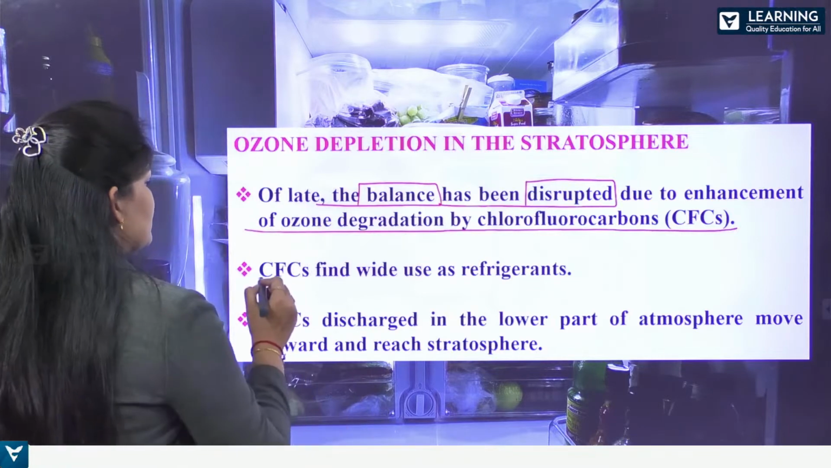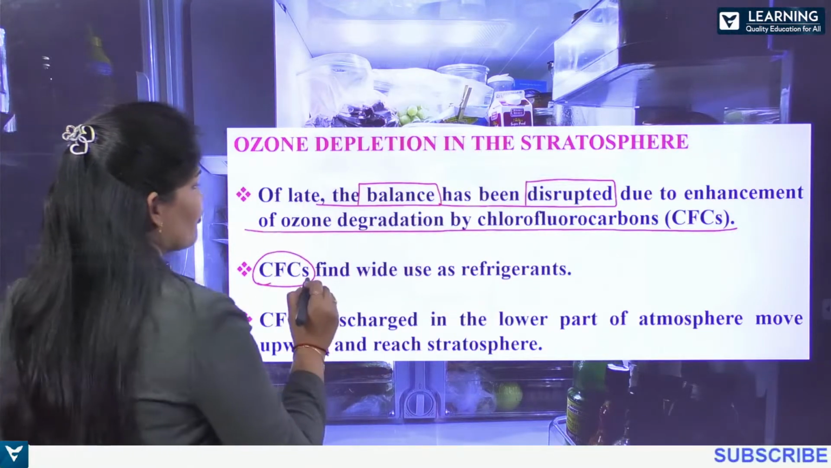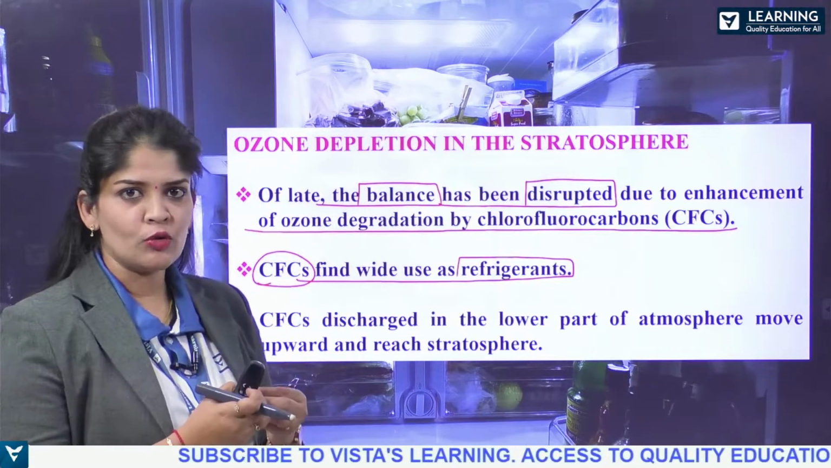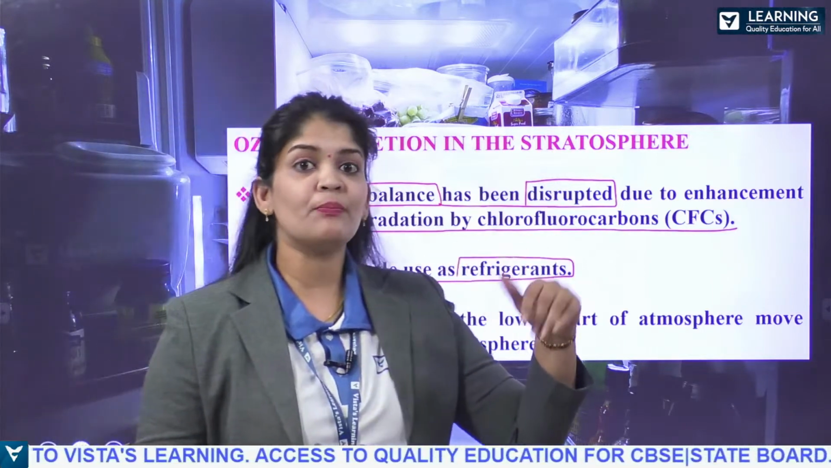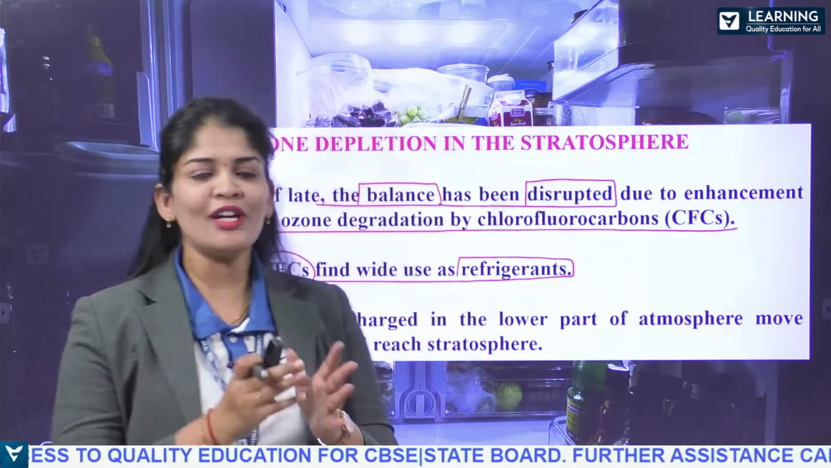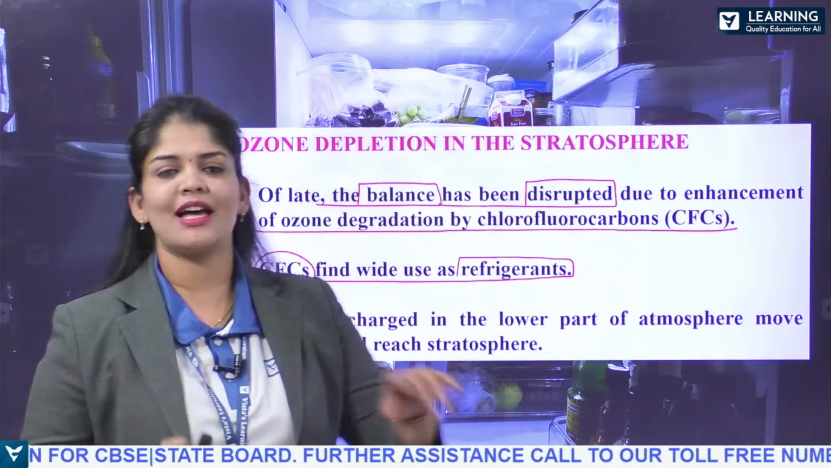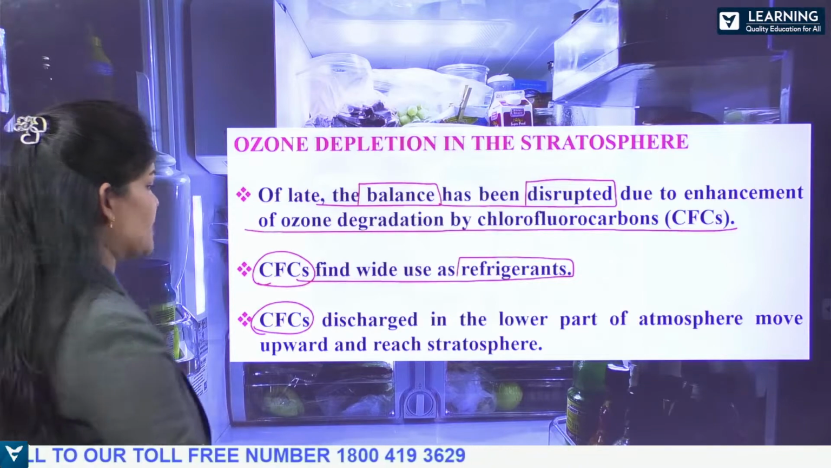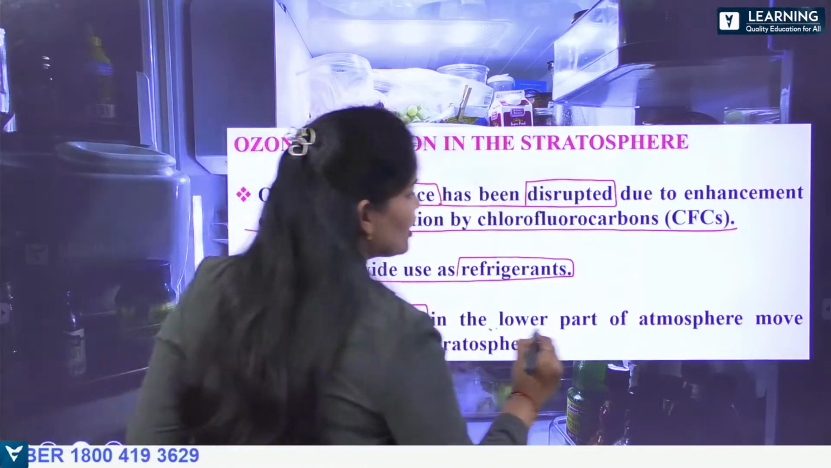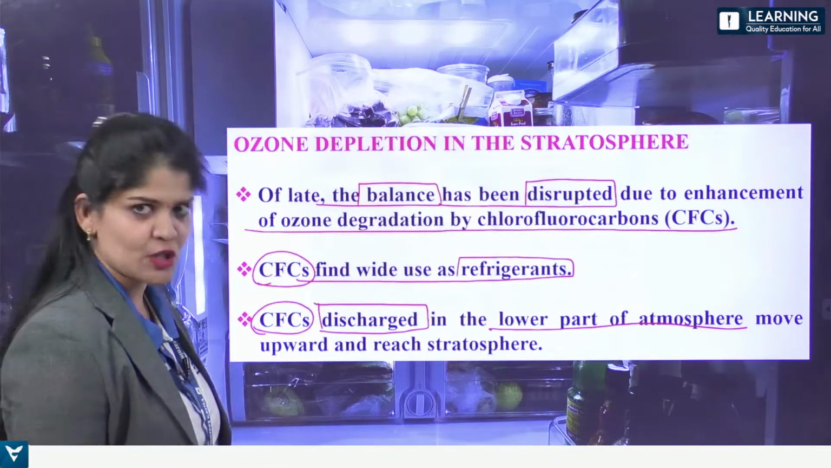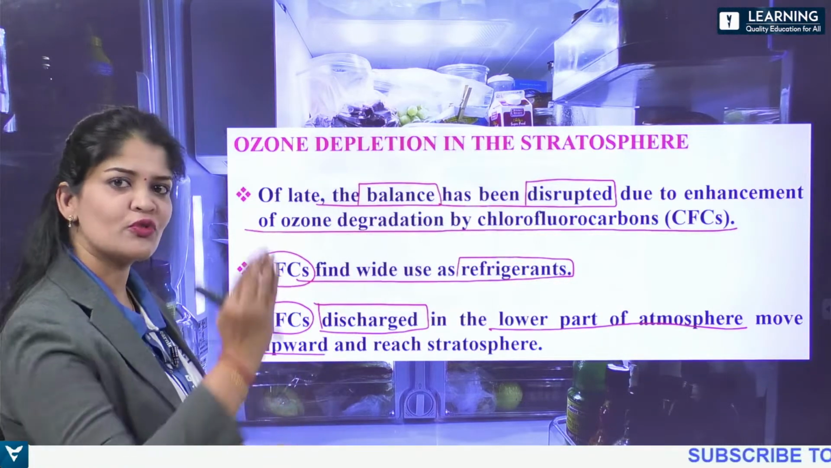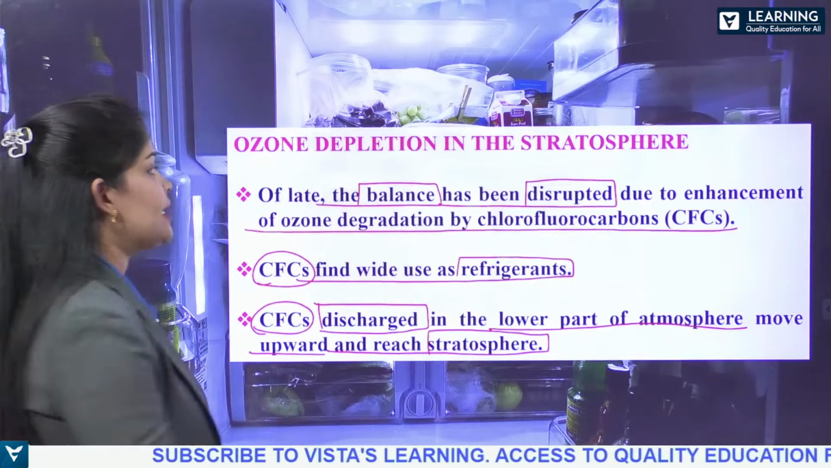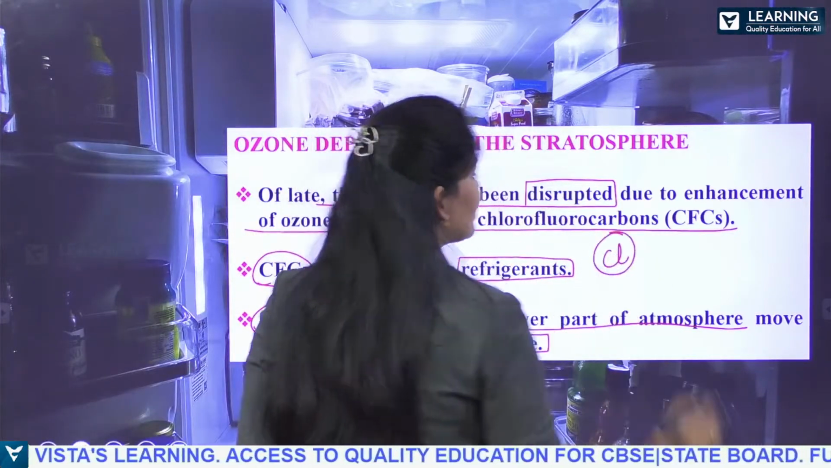So here, chlorofluorocarbons find wide use in our refrigerators. These molecules are increasing the rate at which the breakdown takes place, so it is going to result in an imbalance between the formation as well as degradation of ozone. And here, chlorofluorocarbons are discharged in the lower part of the atmosphere, that means the troposphere, and move upward and reach the stratosphere.